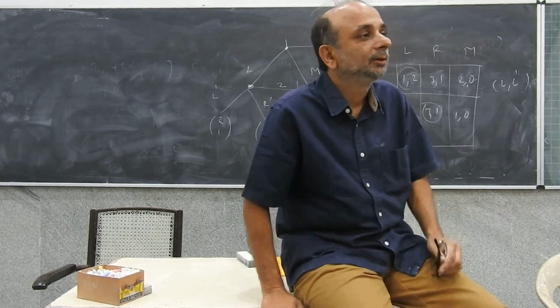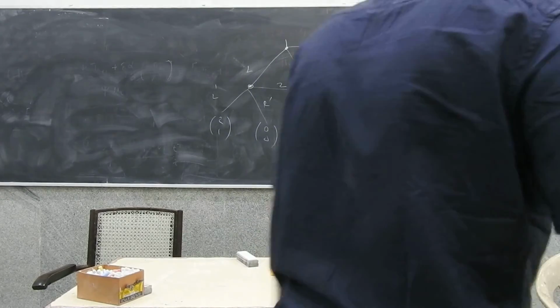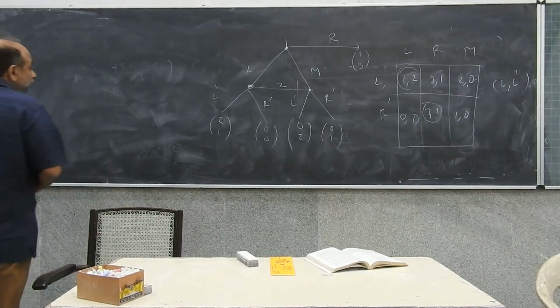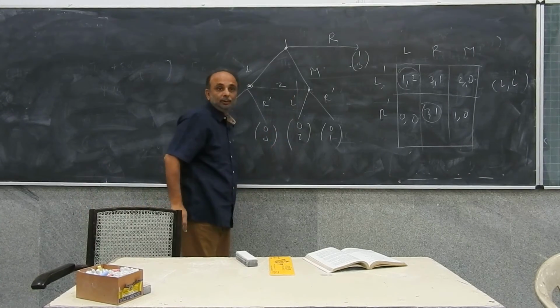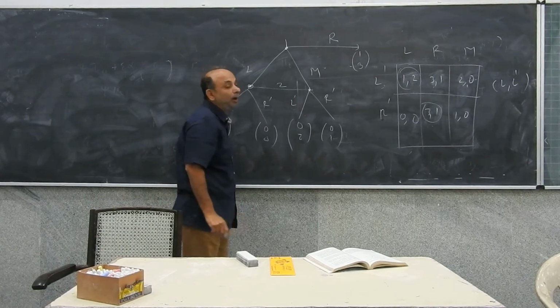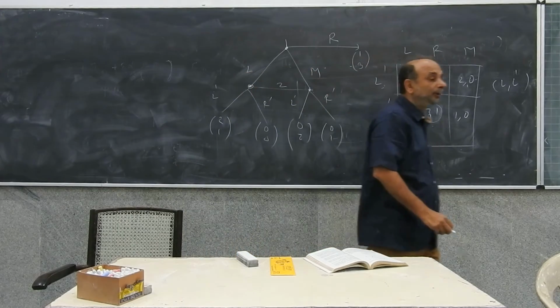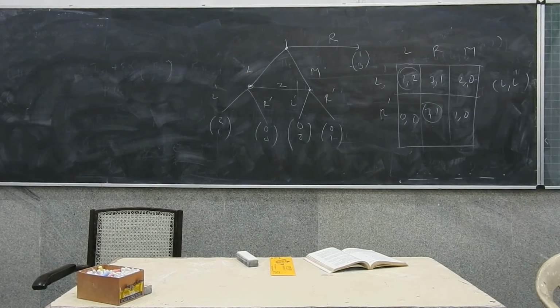Why will you do L dash? The way you should think: player 2 doesn't know whether he is here or here, because he doesn't know whether player 1 has moved L or M. So how do you then reason? In any case, if player 1 chooses R, player 2 gets the same payoff whether L dash or R dash. But in any other case, when player 1 chooses L or M, he's getting higher payoffs choosing L dash.